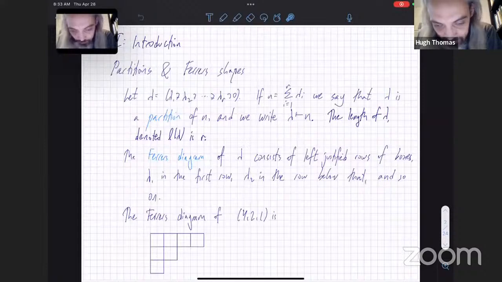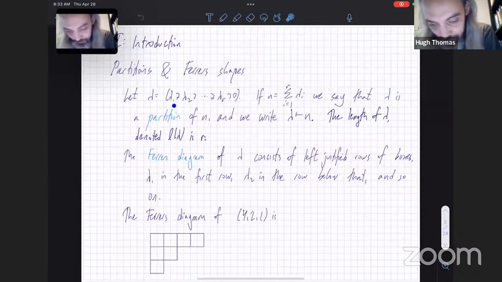Right. So some basics. Partitions are just sequences of weakly decreasing numbers. n is the sum. We say that lambda is a partition of n, and we write lambda as a partition of n like that. The length is the number of parts.